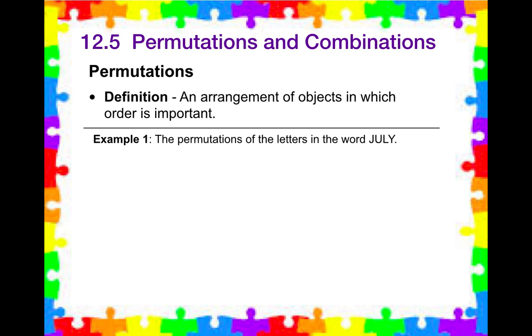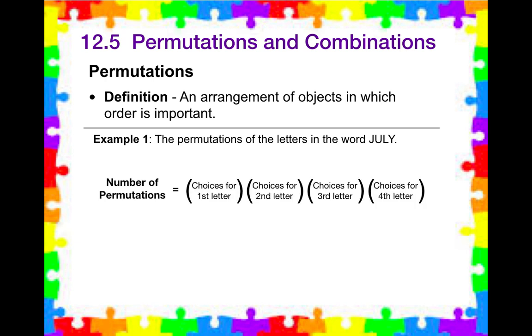Let's look at permutations of the letters in the word July. The number of permutations: the choice of the first letter, there's 1 out of 4, so there are 4 different ways that we could choose that. The choice of the second letter, there's 3 ways that we could choose that because we've already taken 1 letter out of the mix. Then the choice for the third letter, there's 2 ways. And once you've chosen 3 of the letters, there's really only 1 choice for the last one. So the number of permutations, or the number of outcomes, where order is important, is 24.